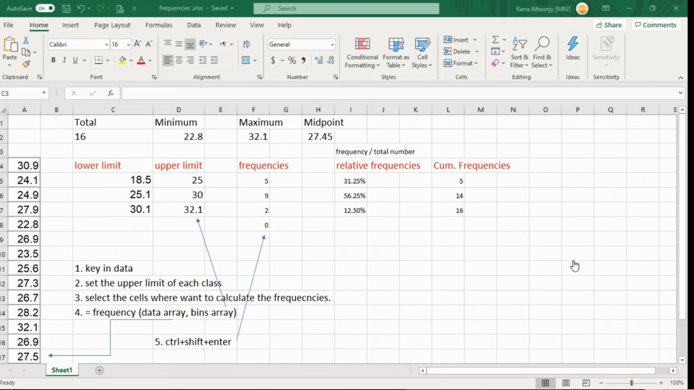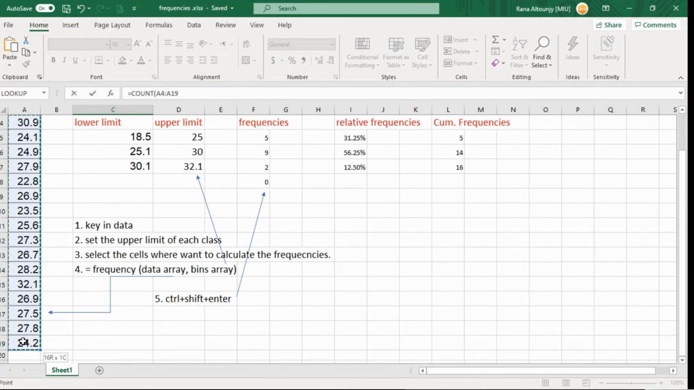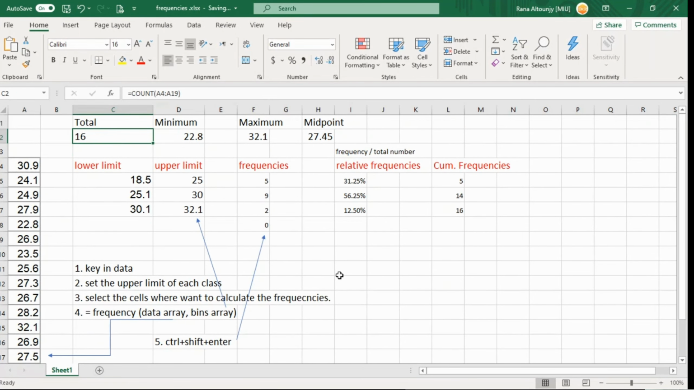The main function is count. I highlighted it for you in yellow. You put equal, you put count. You will see this one, the count. Double click on it, then select the cells containing the data. You press enter, and it calculated 16 for you. So we have 16 items.